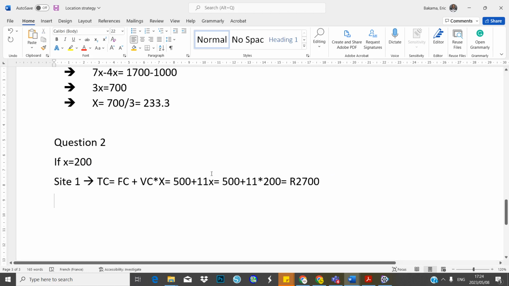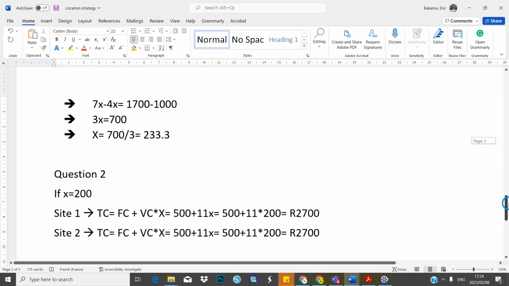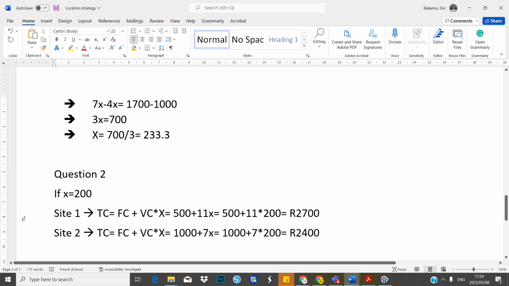Then we go to site 2. The formula is the same, fixed cost plus variable cost. The fixed cost is 1,000, plus 7x. That means we have 1,000 on this side, and then 7 times 200, which in this case is going to give us 2,400. That means between site 1 and site 2, if we produce 200 units, site 2 will cost us less, which is 2,400.